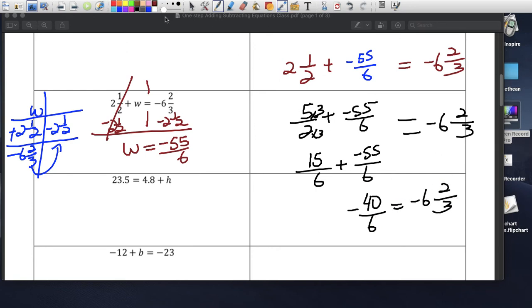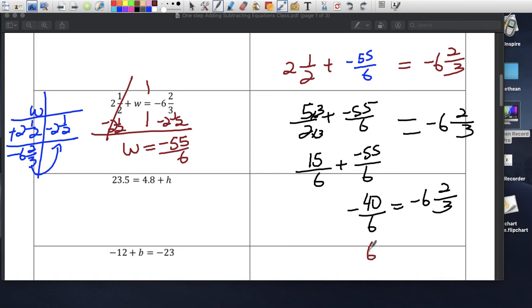Are they equal to each other? Well, let's change this guy here to a mixed number, or change this to an improper. Really up to you. 6 goes into 40 6 times, 36, 2/3. There's 4 left over.